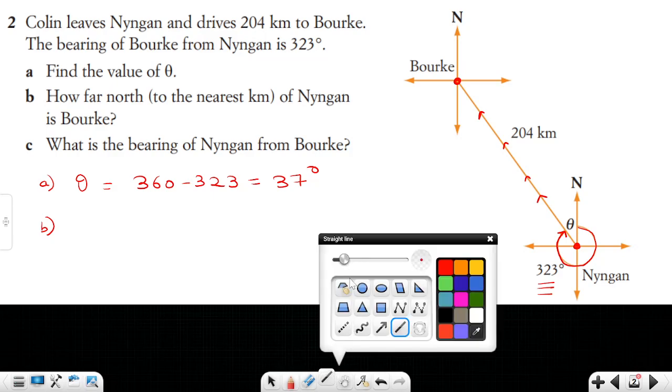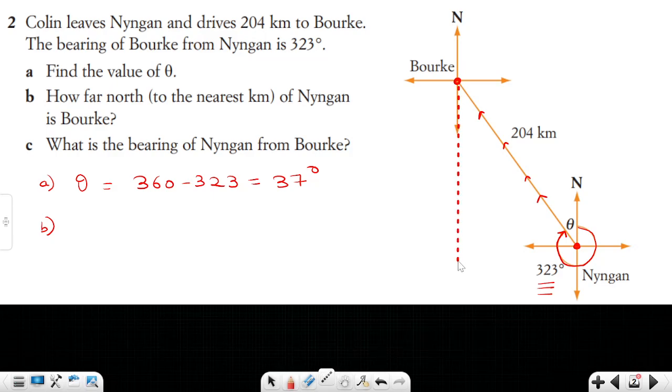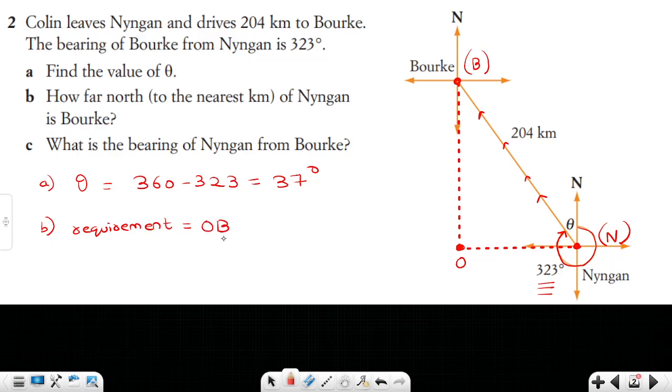Here we will make a small construction. Let's name this point O, let's call this B, and let's call this N. How far north of Ningan is Bork? So our requirement is OB, because he is asking only for the north distance. Now Akshita, one simple thing.